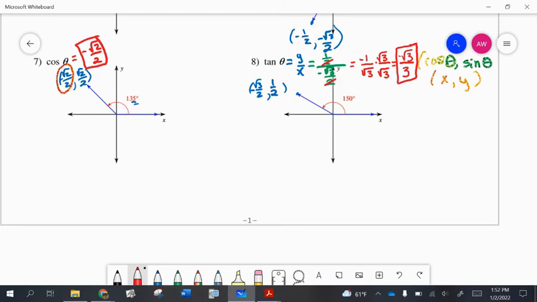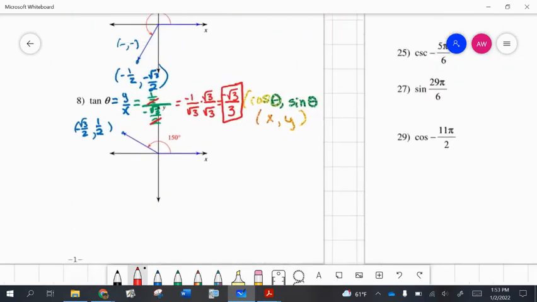So tangent on the unit circle is going to be root 3 over 3, or it's going to be root 3, or it's going to be 1, or negative 1, or undefined. So we'll go through, and like I said, if you want to learn your tangents and memorize them, you can. It's quick to just find them like this too as well. All right, next page.